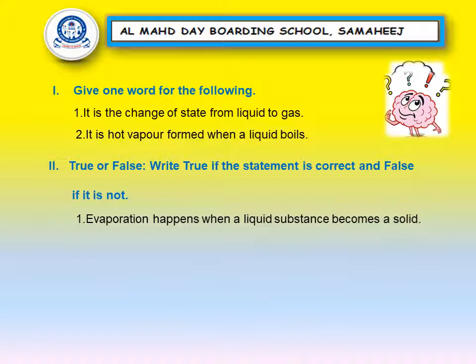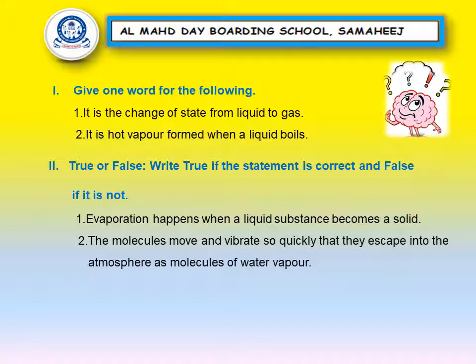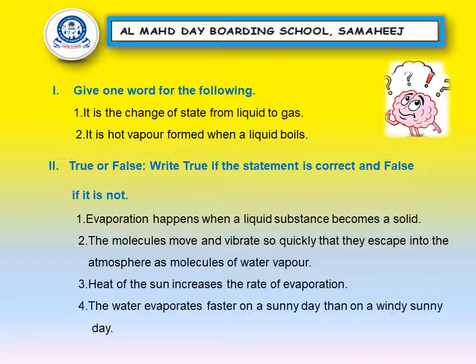Number 1, evaporation happens when a liquid substance becomes a solid. Number 2, the molecules move and vibrate so quickly then escape into the atmosphere as molecules of water vapor, meaning during evaporation, when the water is being heated, the molecules move and vibrate so fast and escape into the atmosphere and turn into molecules of water vapor. Number 3, heat of the sun increases the rate of evaporation. Number 4, the water evaporates faster on a sunny day than on a windy sunny day.